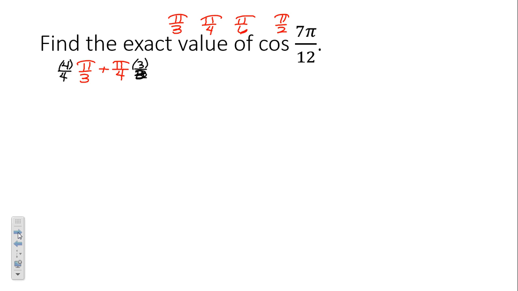So this would be 4 pi over 3 plus, or 4 pi over 12 plus 3 pi over 12 gets me 7 pi over 12. So now we're adding, and we're using cosine. Okay? So cosine, the adding formula for cosine of pi over 3 plus pi over 4.